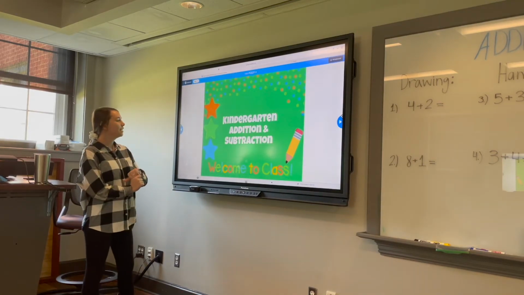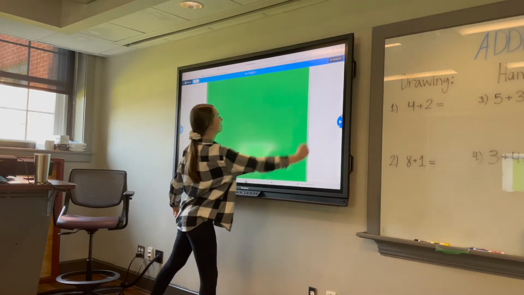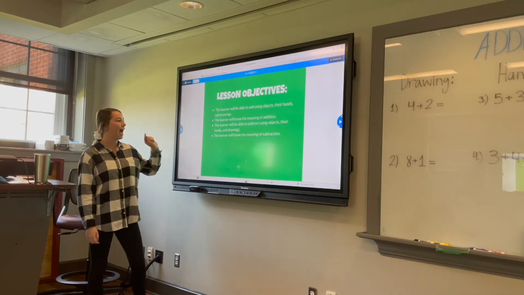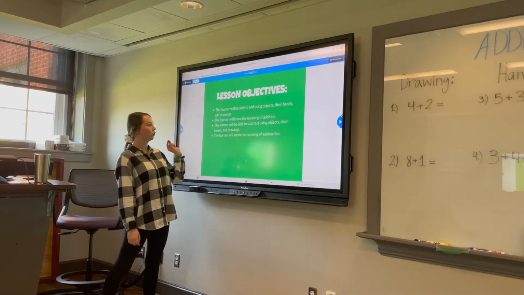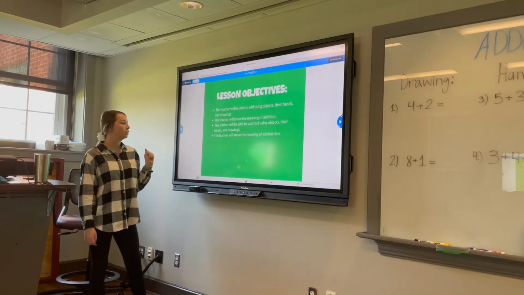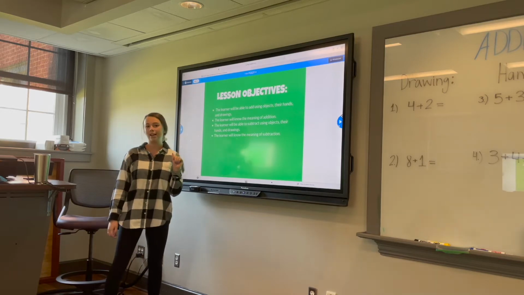Okay, so today we're going to talk about addition and subtraction. Our lesson objectives today are: the learner will be able to add using objects, their hands, and drawings. The learner will also know the meaning of addition. The learner will be able to subtract using objects, their hands, and drawings. And the learner will know the meaning of subtraction.